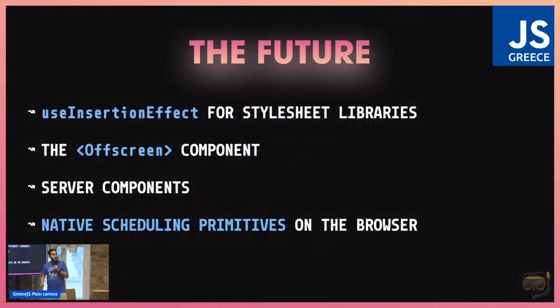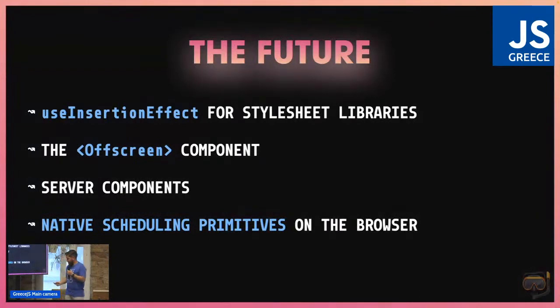We're going to have more and more hooks for library maintainers, like useInsertionEffect for style sheet libraries. The Offscreen component, which is also amazing, is basically a declarative way of flagging something that you want to postpone. We have already, or are going to have in the future, server components, which deserve multiple talks on their own. And we're gonna have native scheduling primitives in the browser.